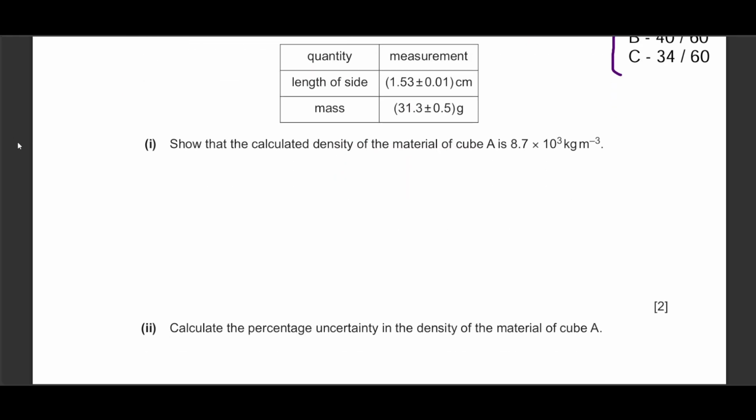All right, so the density, he wants us to show that the density of the cube A is this. So density is equal to mass divided by volume. The mass is given as 31.3 grams and the sides are 1.53 centimeters. Now be advised that the final calculated density is in kilograms per meter cube. So mass is going to be 31.3. I can divide this by 1000 or just simply write down the prefix for kilo or inverse kilo.